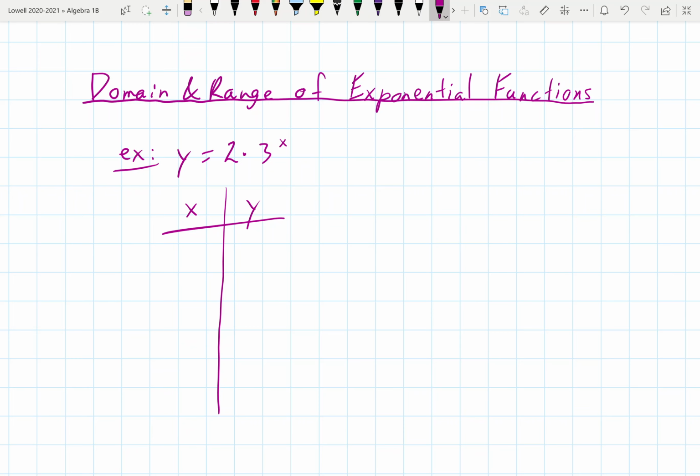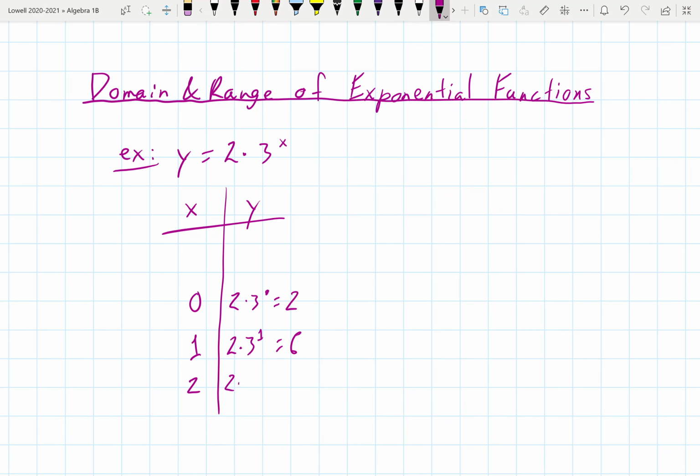So what x values can I plug in? Well, I think we can see I can easily start off with 0, and that's not so bad. 2 times 3 to the 0. 3 to 0 is just 1, so that's just 2. If I plug in 1, can I do 2 times 3 to the first power? Absolutely, that's just times 3. 2 times 3, which is 6.